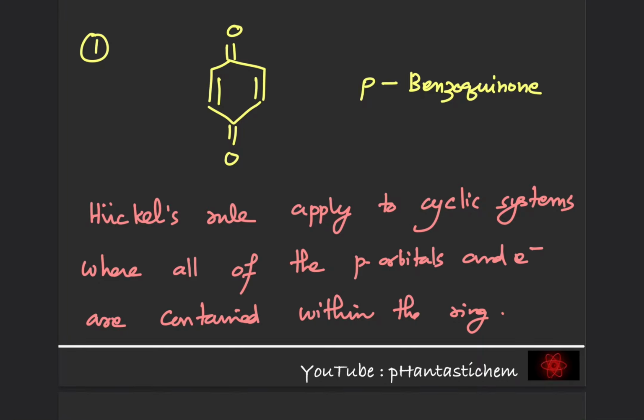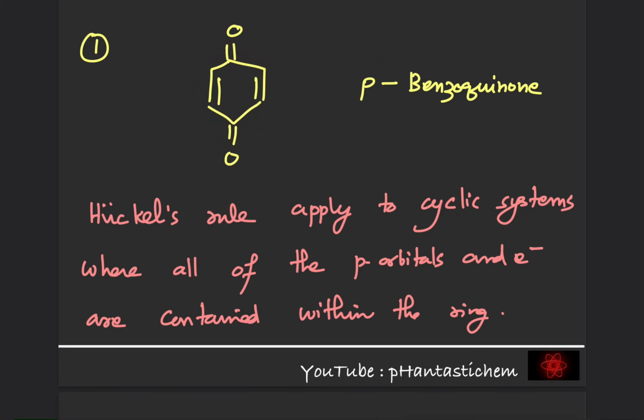With para-benzoquinone, we have some orbitals and electrons external to the ring. So those are not to be considered in Huckel's rule. Okay, so I'm talking about these pi electrons. They are not to be considered when you are calculating whether it contains 4n plus 2 pi electrons or not, because they don't belong to the ring.